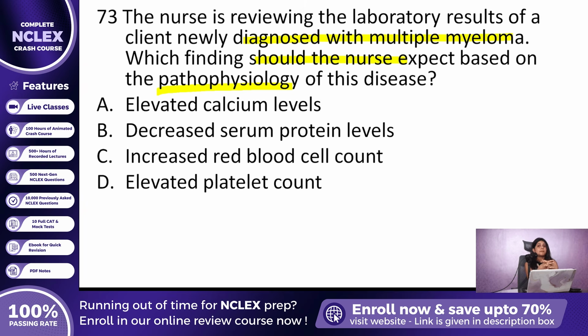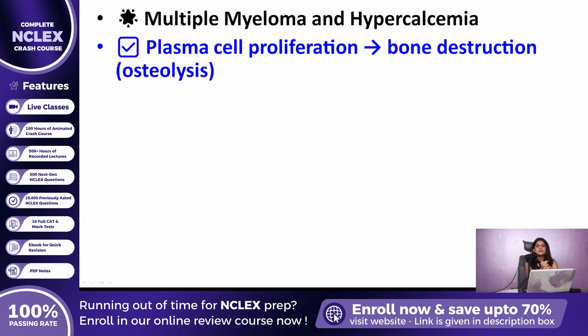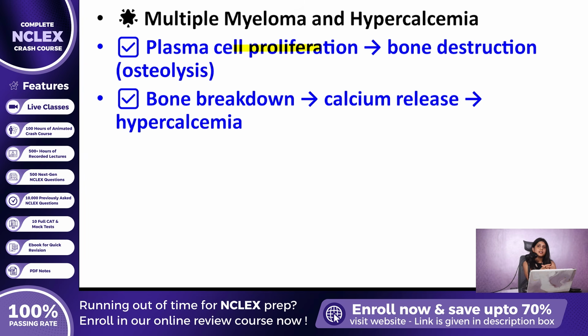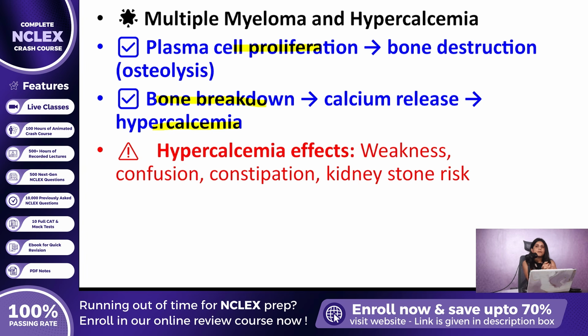Multiple myeloma is a malignant proliferation of plasma cells in the bone marrow that leads to increased bone breakdown, osteolysis. As bone is destroyed, calcium is released into the bloodstream, leading to hypercalcemia. Elevated calcium levels can cause weakness, confusion, constipation, and risk of kidney stones.